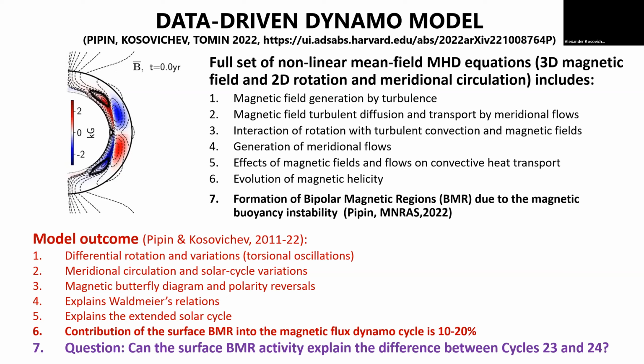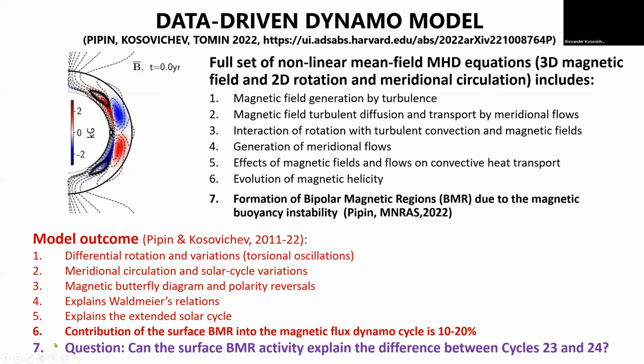So it includes also magnetic helicity. And it's important that it includes the effect of magnetic field on convective heat transport. This model was published by Valery earlier this year, a few months ago. And the newest model includes bipolar magnetic regions, whose formation is due to the magnetic buoyancy instability.